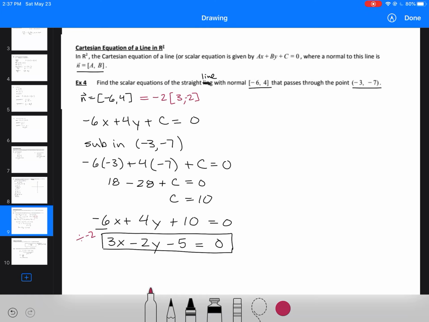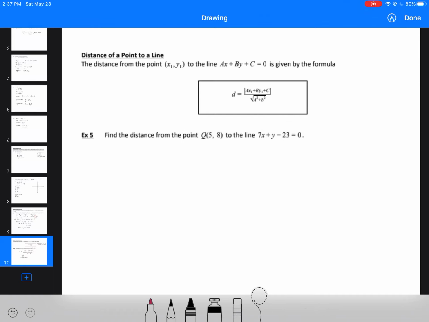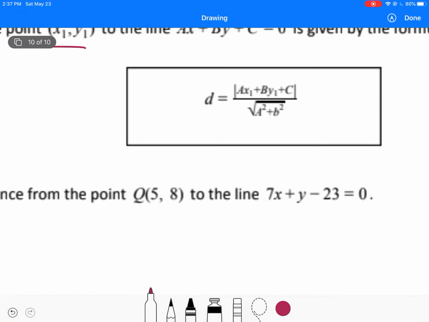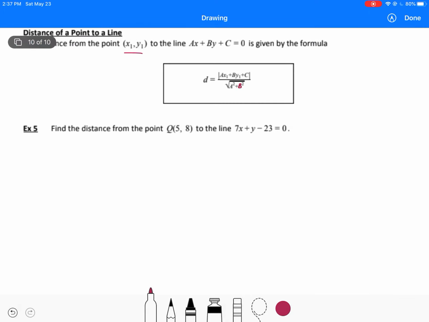The last thing that we're going to look at is finding the distance from a point to a line. So we can use this formula, the distance from a point x1, y1 to the line ax plus by plus c is given by the formula absolute value of a x1 plus b y1 plus c, over the square root of a squared plus b squared. And so what we want to do is just an example of plugging the numbers into the formula.